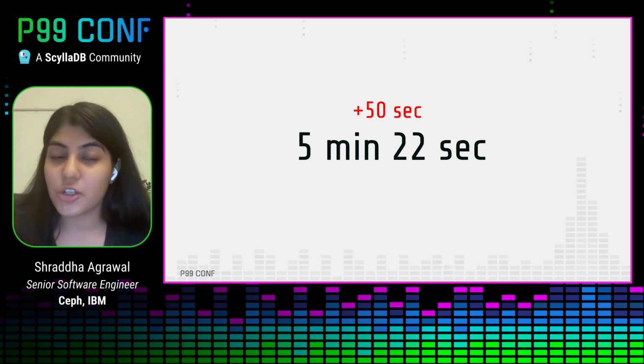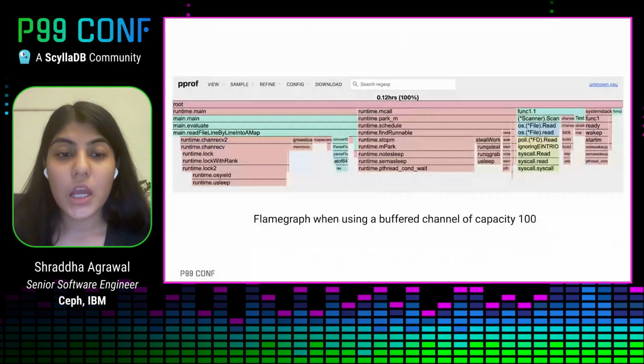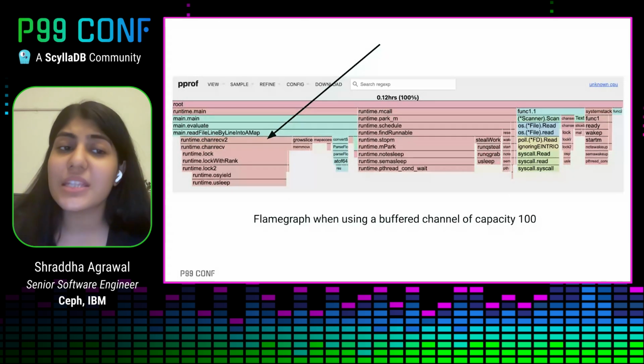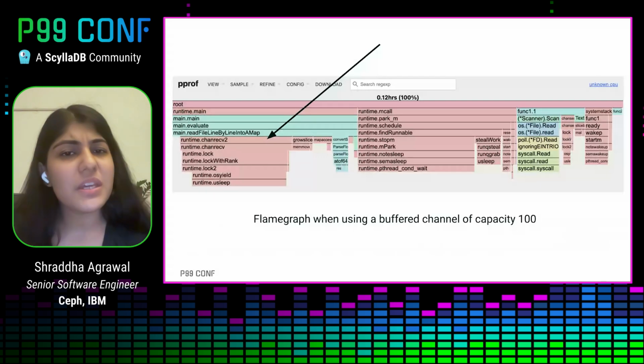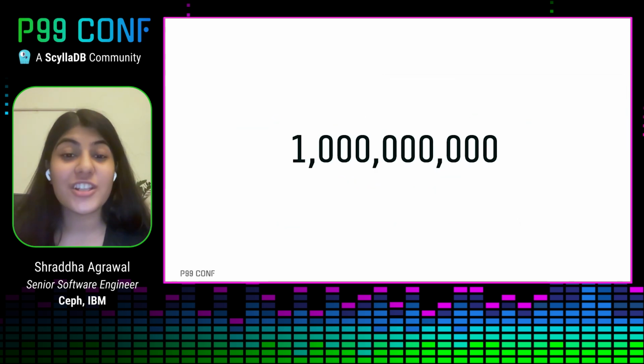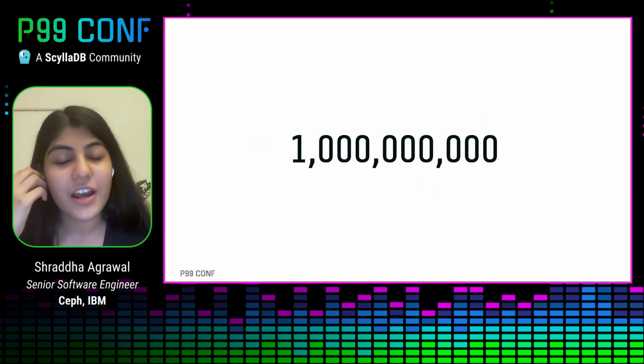Now this is a reduction from what we were doing previously with an unbuffered channel, but it is still higher than where we were in the previous iteration at 4.5 minutes. So let's again profile the code and see what we're doing wrong. Looking at this, we can see that a lot of time is being spent in receiving from the channel. So this makes me think, what are the number of items that we're sending and receiving from the channel? Since there are 1 billion lines in our input file, we're actually sending 1 billion items. Now, this is a lot.